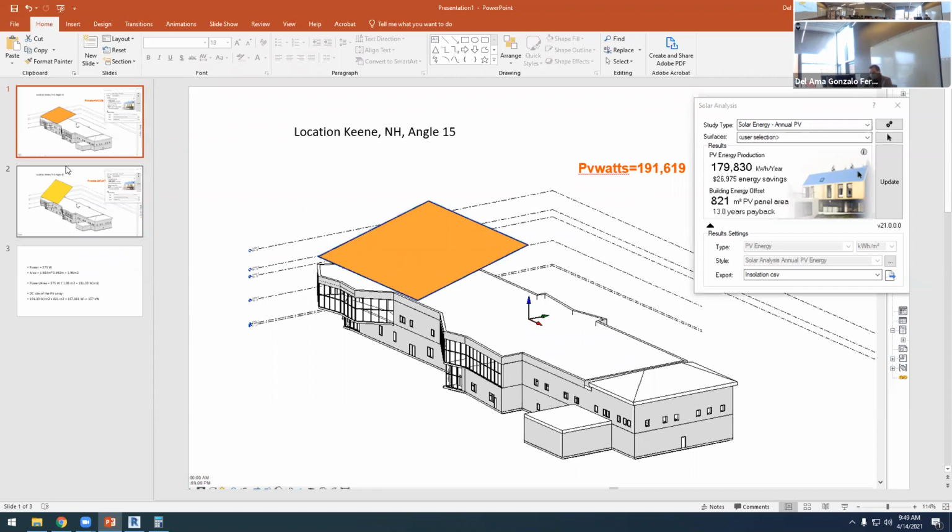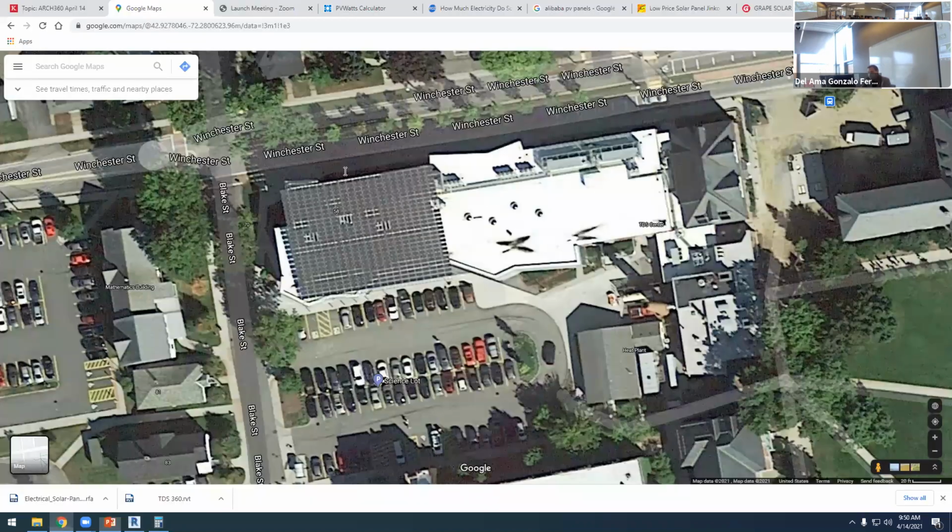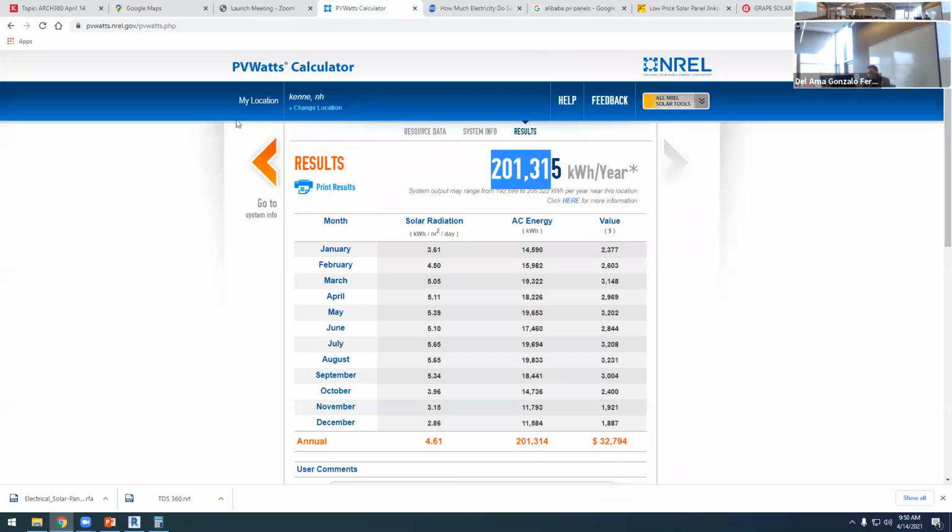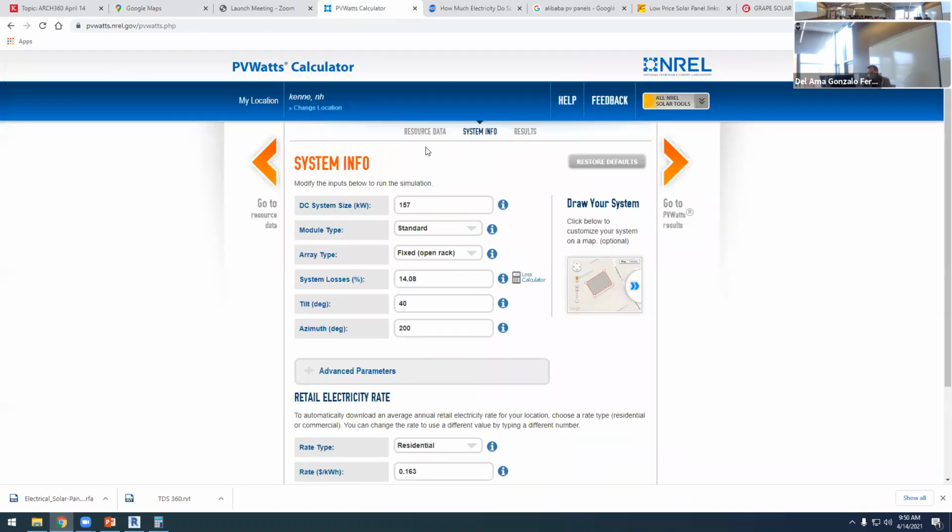Okay, so this is how you can compare Revit and PV walls. First, you have to make sure that the location is the same. Then you have to make sure that the angle is the same. First location, then the tilt or the angle, then the azimuth. Yeah, it matters. So make sure that the azimuth is the same, and then the DC system size.